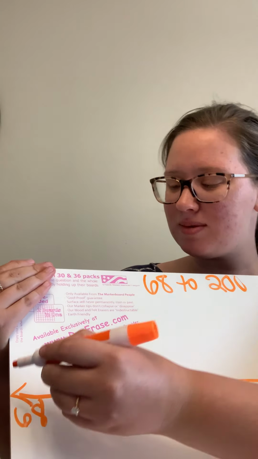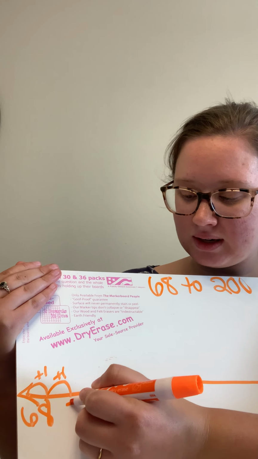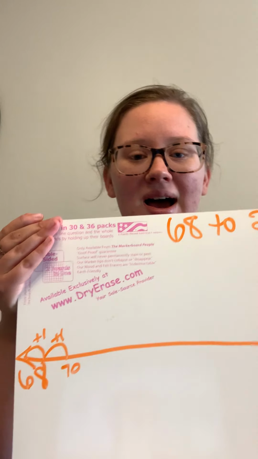So what I want to do, I want to get this to a friendly number of 70. So how many do I need to count on to get from 68 to 70? 69, 70. So I counted on 2 more. So my hops are going to be really small because I counted on plus 1, plus 1. So that's going to get me to 70.